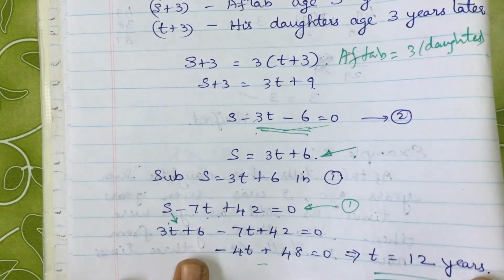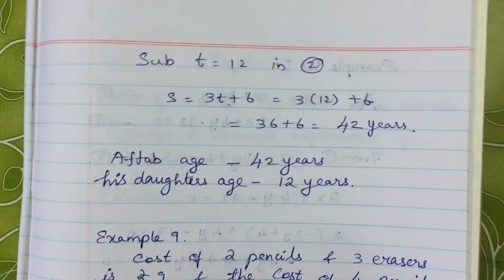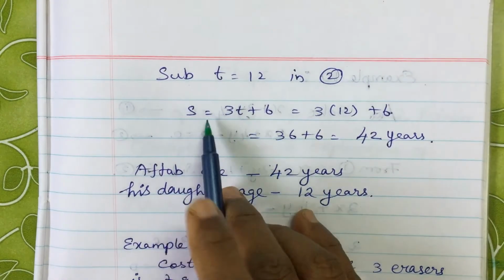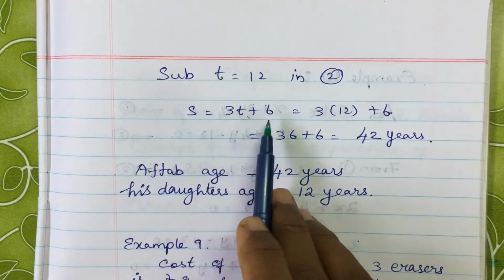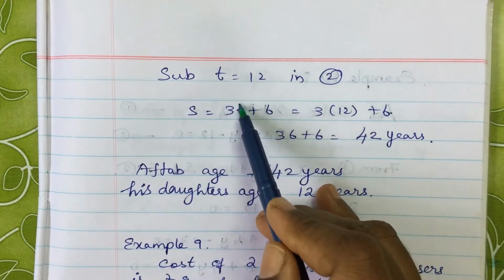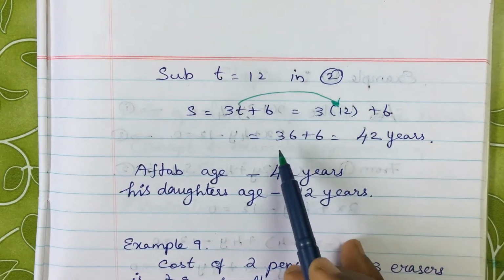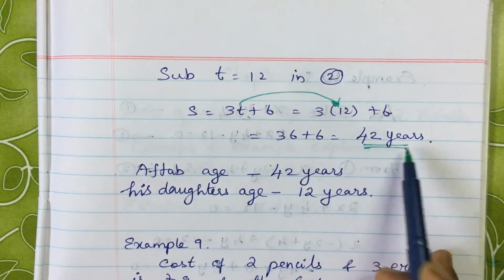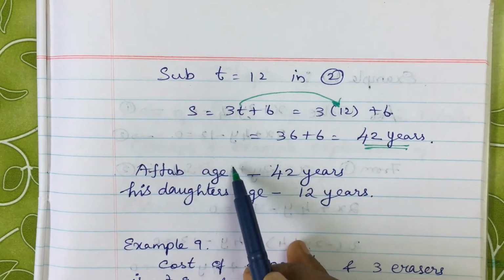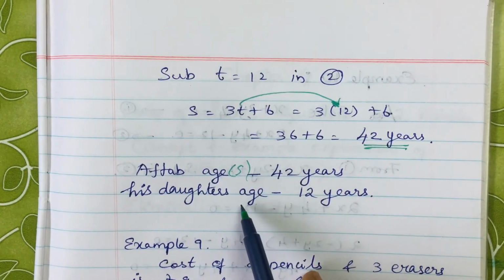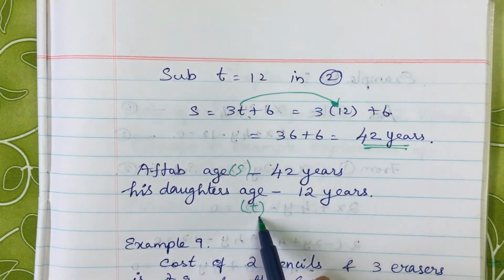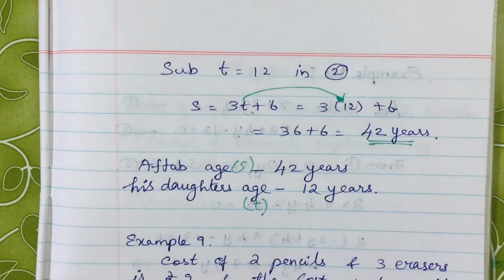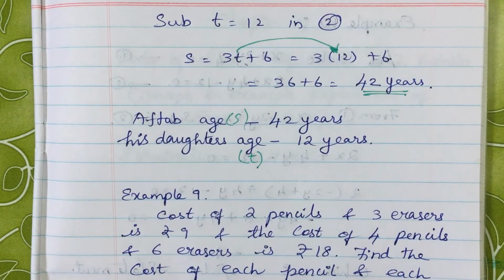So once you get this 12 years, then you have to substitute this in the second equation. So what is my second equation? s is equal to 3t plus 6. Substitute t equal to 12. Then I am getting s as 42 years. So yes, we have assumed Aftab's age as s, and his daughter's age we have assumed as t. So he is 42 years presently and his daughter is 12 years.